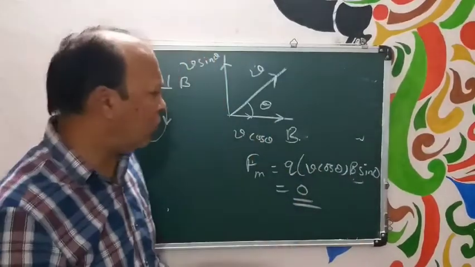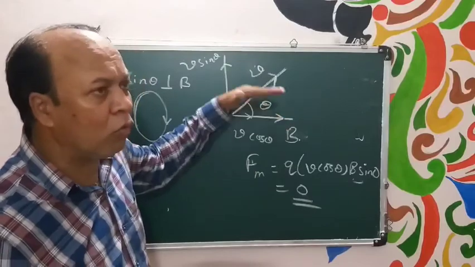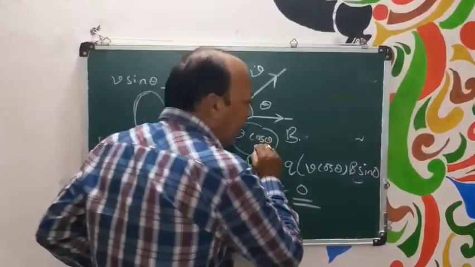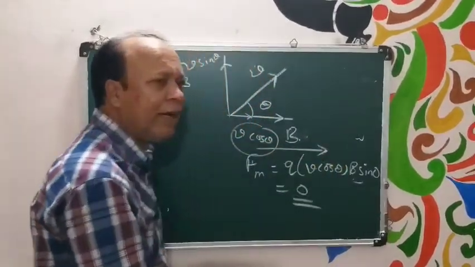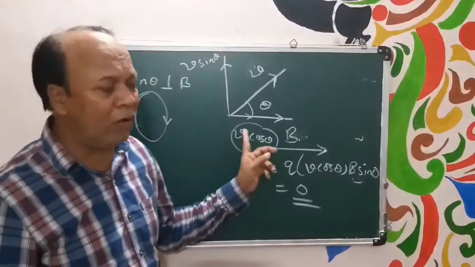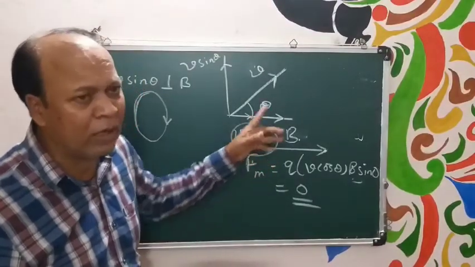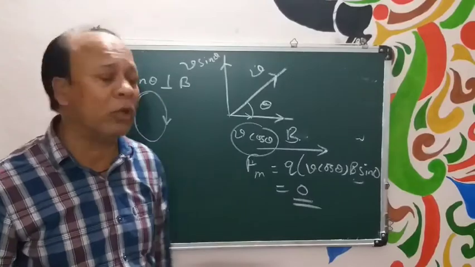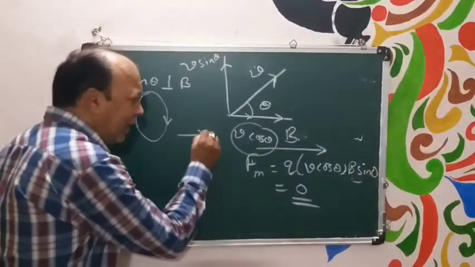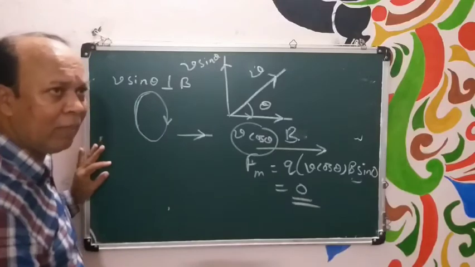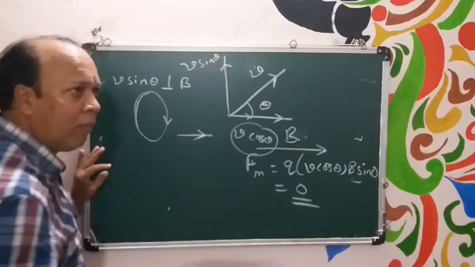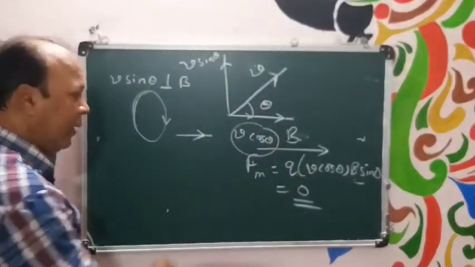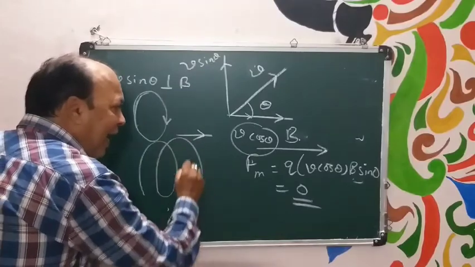So no force will be acting in the direction of B. So in this direction, the particle will move along a straight line. Due to the V cos theta component, the motion of the charged particle will be a straight line. So now the charged particle possesses two types of motion: one circular and another linear. If a particle moves along a circular track and also moves linearly, obviously its motion will be helical.